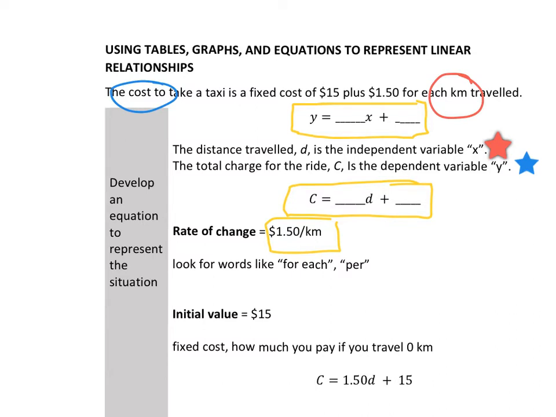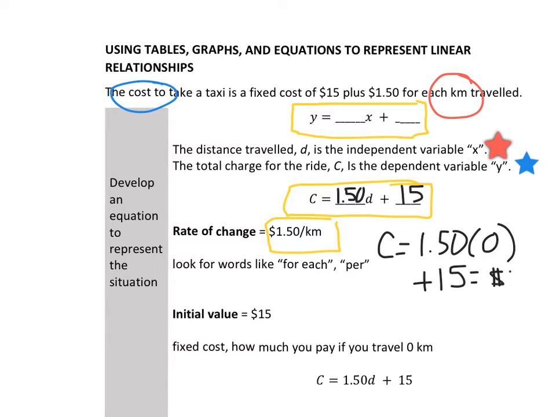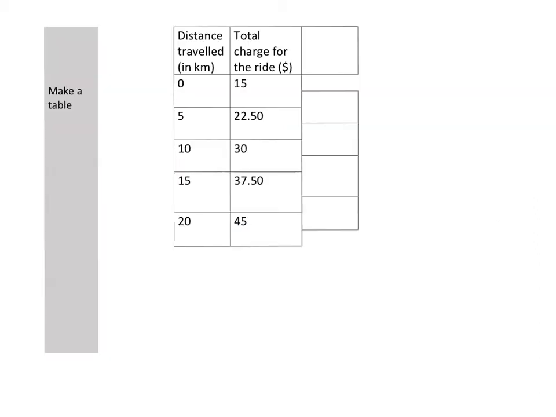So $1.50 goes in the first blank, and we need to add on the initial value of 15. So if the traveler gets in the taxi but travels 0 kilometers, $1.50 times 0 is just 0, plus 15 gives us that initial fee of $15 that we pay no matter what.